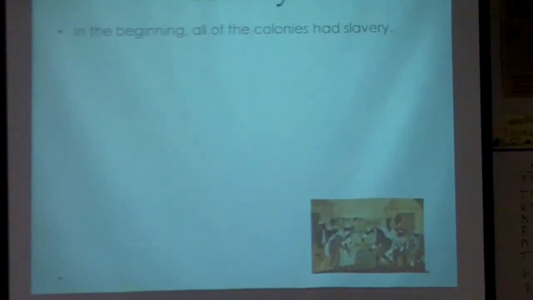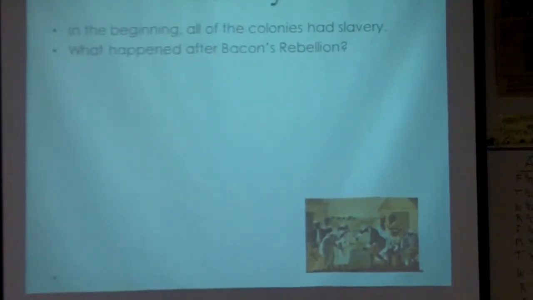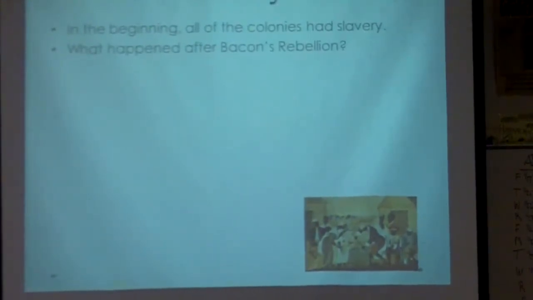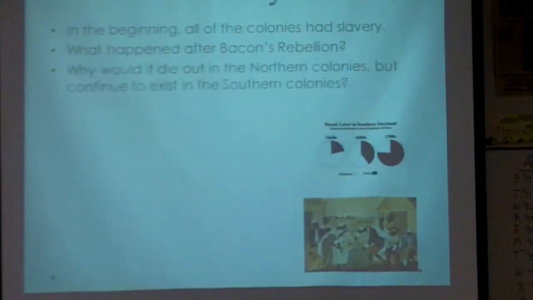Slavery, coming back to this with a couple of broad things. In the beginning, all 13 colonies had slavery. What happened after Bacon's Rebellion? The northern colonies kind of moved away, and slavery will go up, and indentured servitude will go down. And it's not just because of Bacon's Rebellion, and this is where, for a lot of you, in your reflection questions, one of the main reasons is also the fact that the price of slaves will go down and the price of indentured servants will go up. But Bacon's Rebellion will contribute.